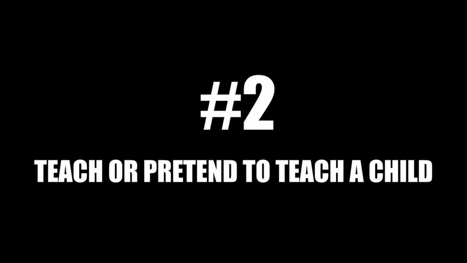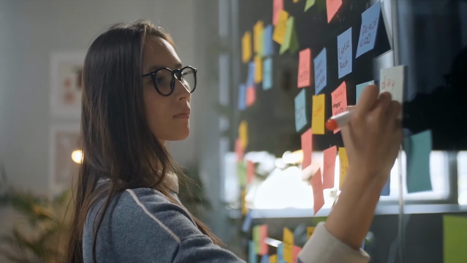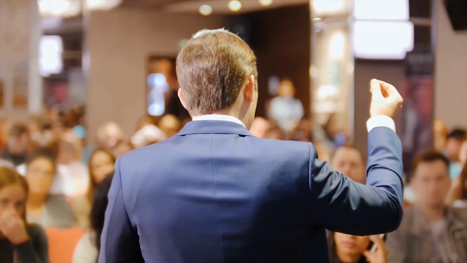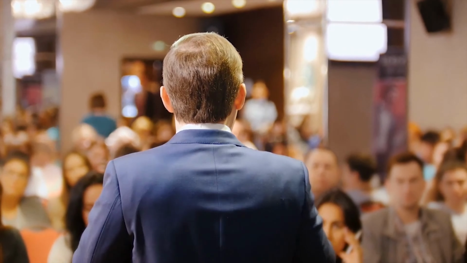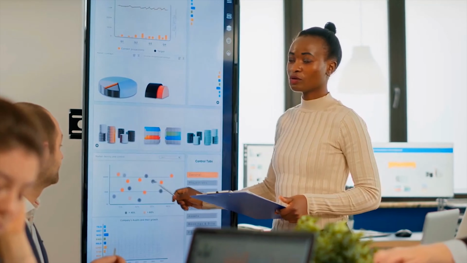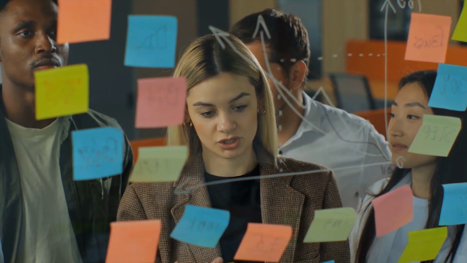Number 2. Teach or pretend to teach a child. Here, the idea is to really teach. It doesn't matter if you have an audience or not. The important thing is to explain the topic in terms that are easy to understand. This way, you consolidate what you have understood so far and easily visualize what is still unclear.